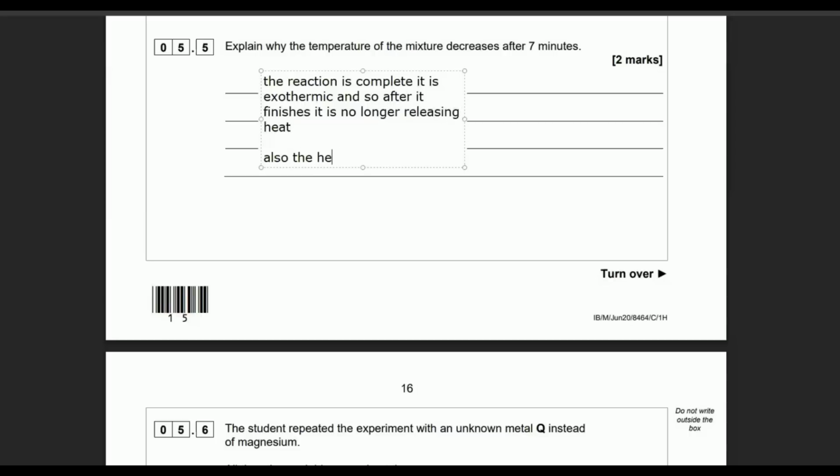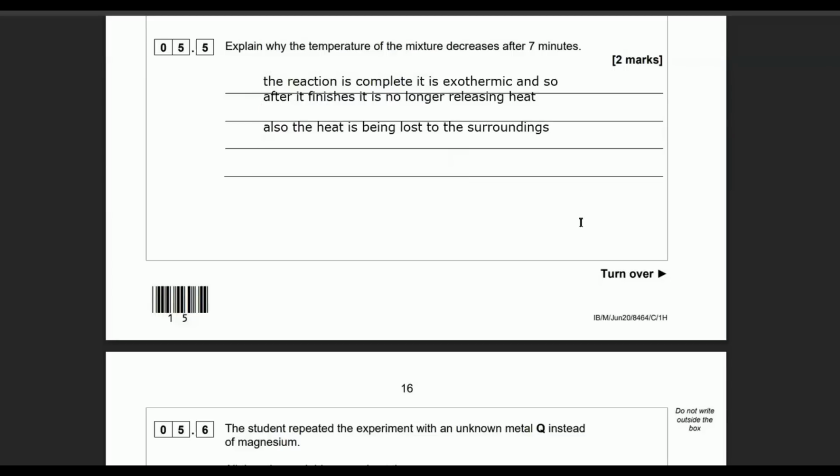Also, the heat is being lost to the surroundings or the environment or the atmosphere. So essentially, although it went from 17.5 up to like 26 degrees, that heat that was released into the solution and the beaker is now leaking out into the air. And so that's what we're trying to explain. The reaction's done, so no more heat is coming from the chemicals. And the environment, the solution, the glass, the air, the heat is starting to spread and dissipate through that environment.